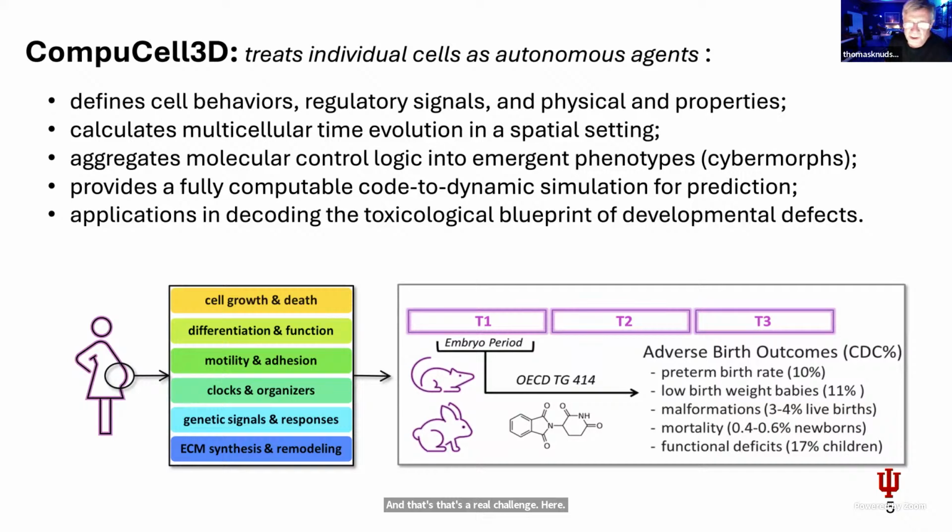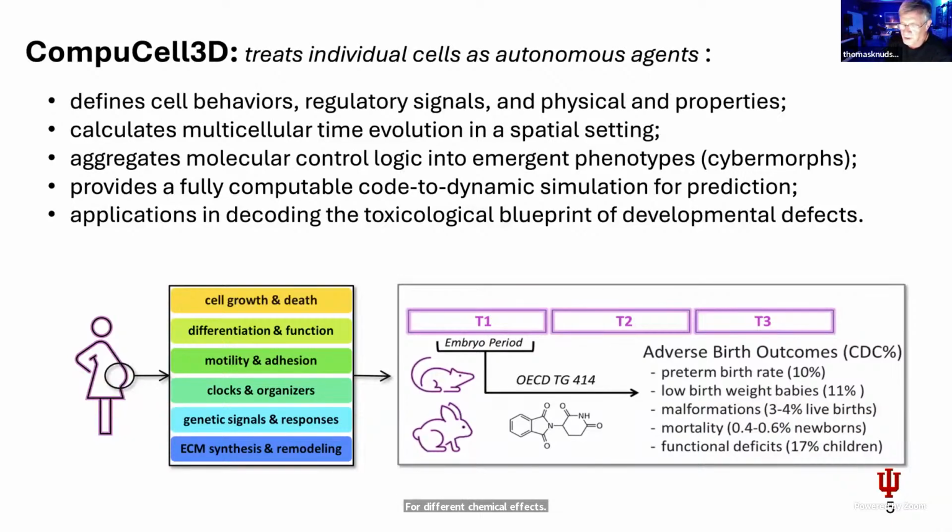But they provide fully computable code-to-dynamic simulations for prediction, and the practical application that we've been using over the years has been in trying to decode the toxicological blueprint of developmental defects. So development, as you know, is generally described clinically in 3 trimesters. That first trimester is the period of development when the embryo is most susceptible to changes, either genetic changes or environmental changes or combinations of the two. It's the period that the embryo is most sensitive to structural birth defects. And there are well-devised testing guidelines from the Organization for Economic Cooperation and Development. Test Guideline 414 tests that embryo period in pregnant rats and pregnant rabbits for different chemical effects.